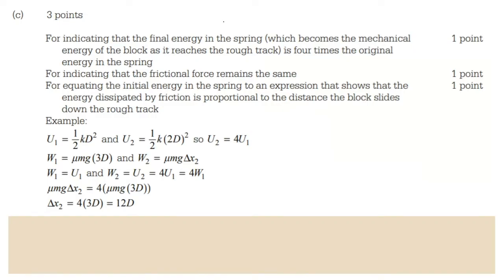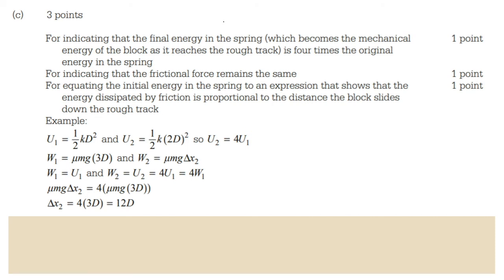All right, moving on to the scoring guide here, it says you got 3 points for this part. 1 point for indicating that the final energy in the spring, which becomes the mechanical energy of the block as it reaches the rough track, is 4 times the original energy in the spring. Our work totally took care of that. We get 1 point for indicating the frictional force remains the same, basically just by not changing it. And then 1 point for equating the initial energy in the spring to an expression that shows the energy dissipated by friction is proportional to the distance that the block slides down the rough track.